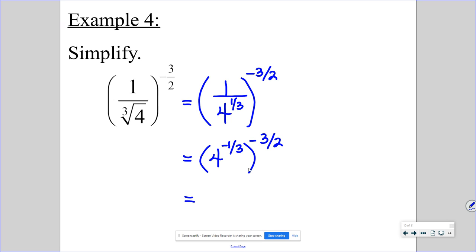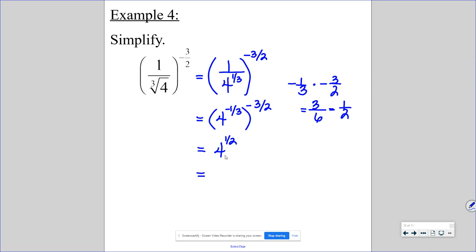Now when I go through and do the power rule, that means I'm going to multiply, and maybe I'll go over here to do that, negative 1/3 times negative 3/2. So two negatives make a positive, and then top times top, bottom times bottom, looks like it's going to equal a half. So this is going to be equivalent to 4 to the 1/2 power. And then we're actually going to keep going further because simplifying can continue. 4 to the 1/2 power, remember, is the same as the square root of 4. And so the solution here, completely simplified, would be equal to 2.